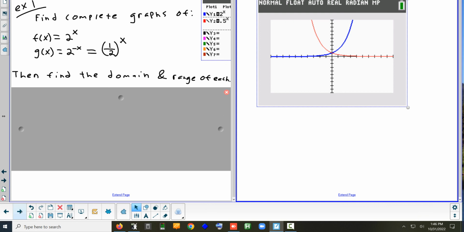You want to remember, what did we say the domain was for all exponentials? This can never be changed. Yeah, the graph in blue will go left and right forever. And Austin, how about the graph in red? What's the domain for my graph in red?